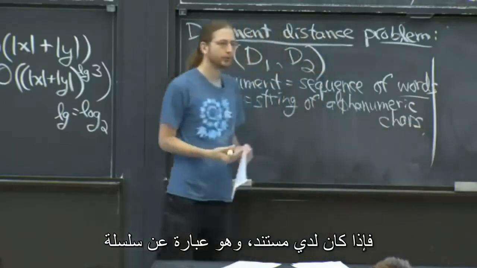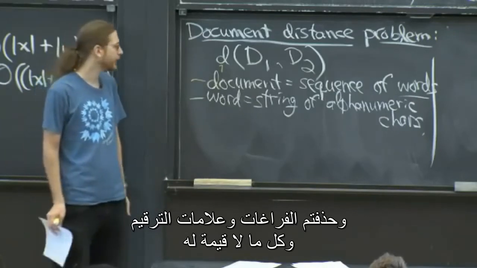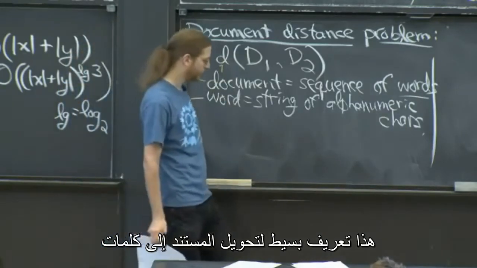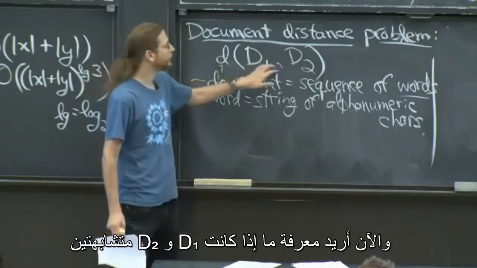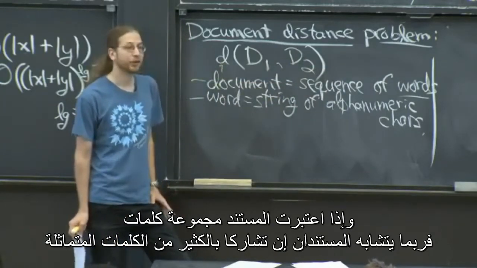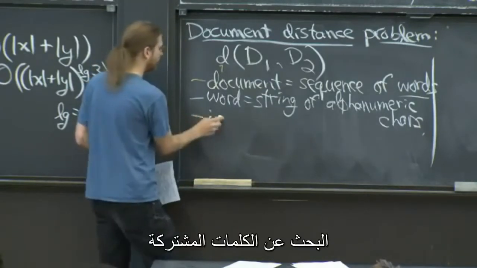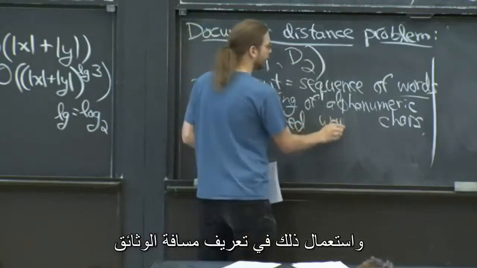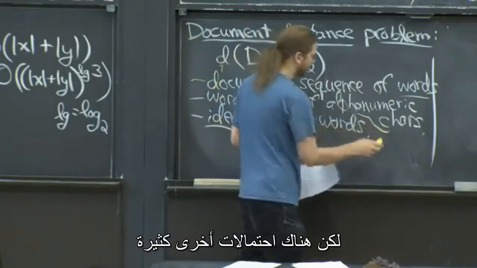If I have a document, which you can also think of as a string, you basically delete all the white space and punctuation and all the other junk that's in there, and everything in between are the words. That's a simple definition of decomposing documents into words. Now I want to know whether D1 and D2 are similar, and I've thought about my document as a collection of words. Maybe they're similar if they share a lot of words in common. So that's the idea: look at shared words and use that to define document distance. This is obviously only one way to define distance. It'll be the way we do it in this class, but there are lots of other possibilities.